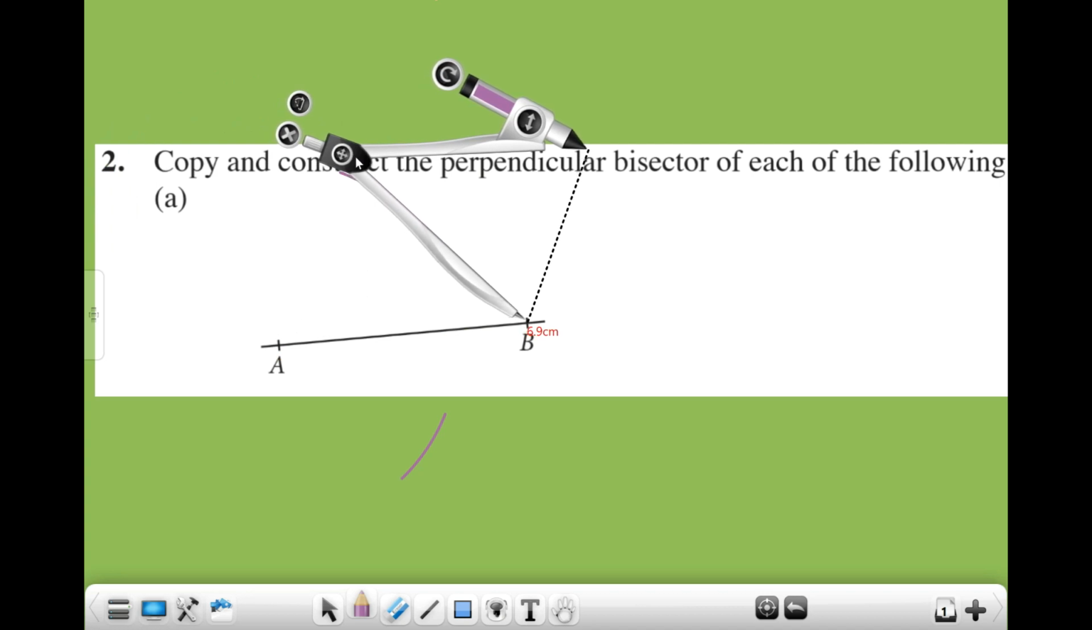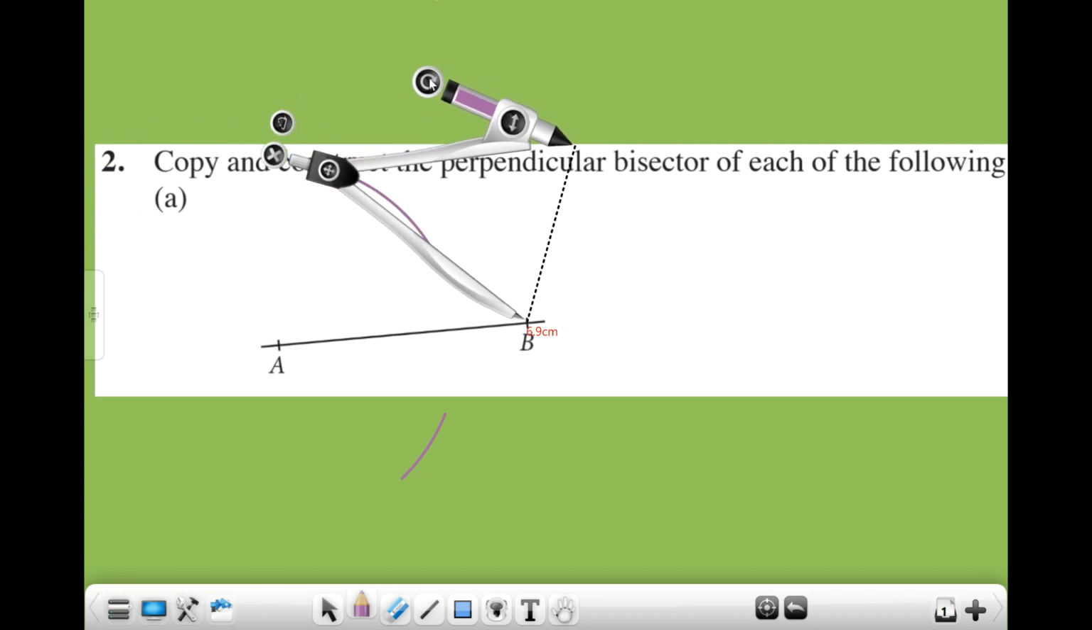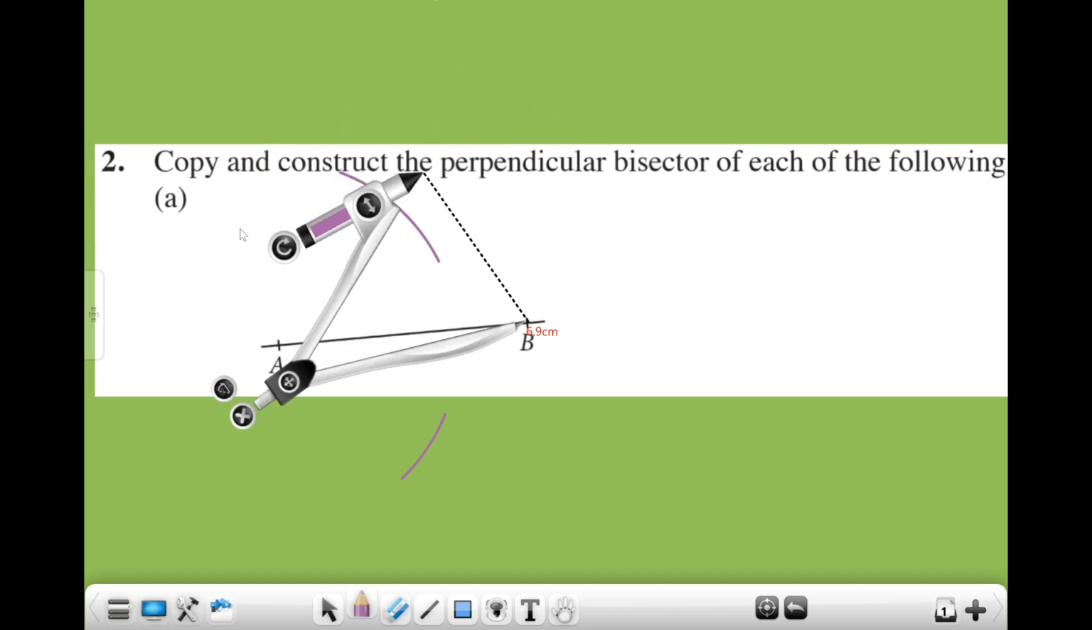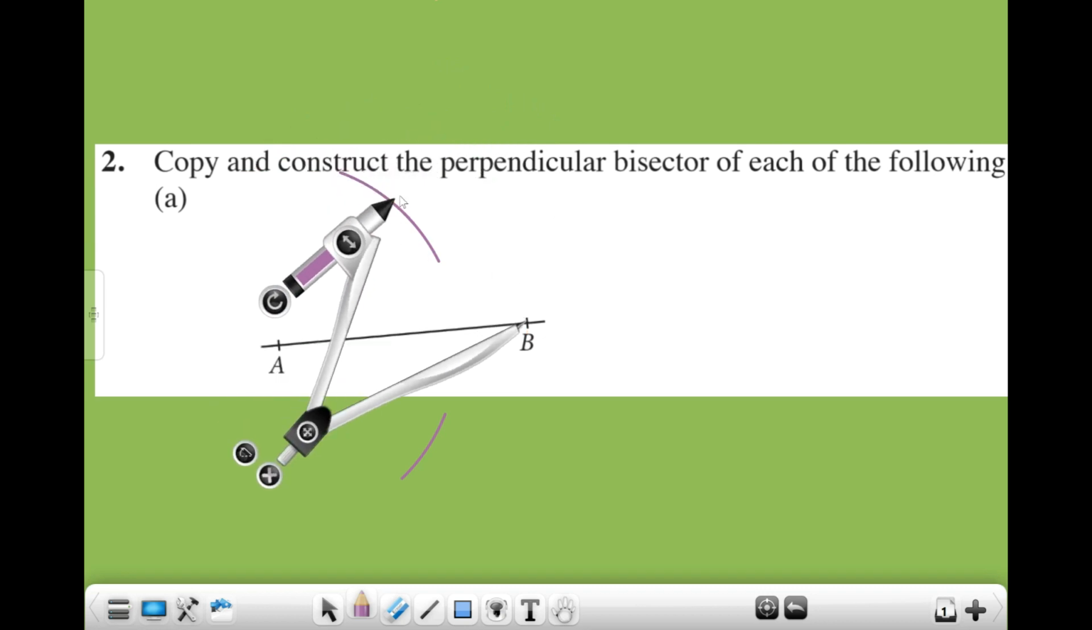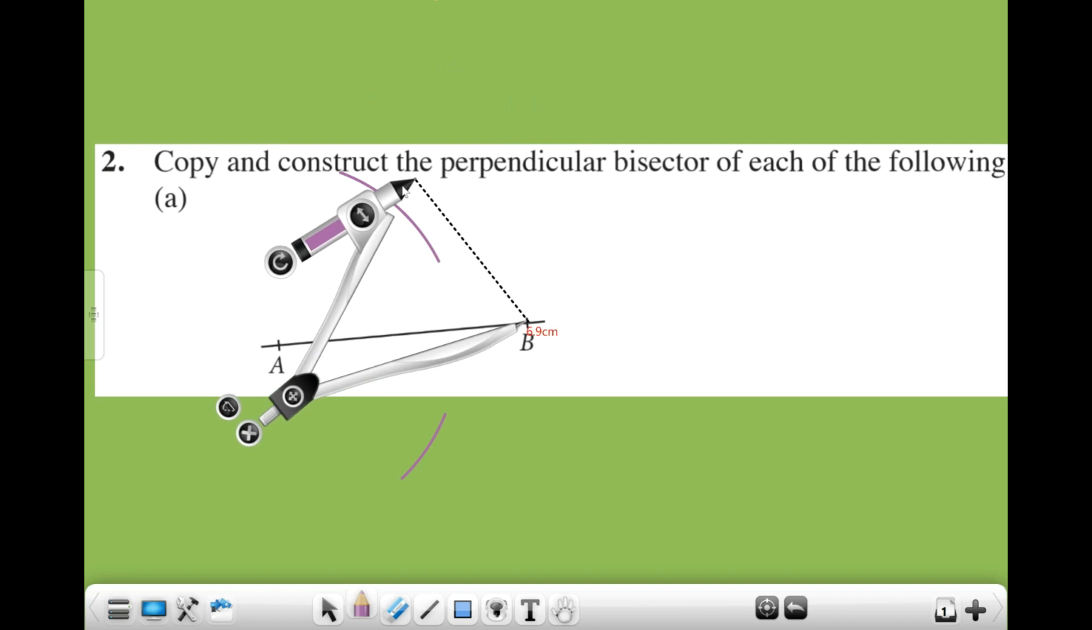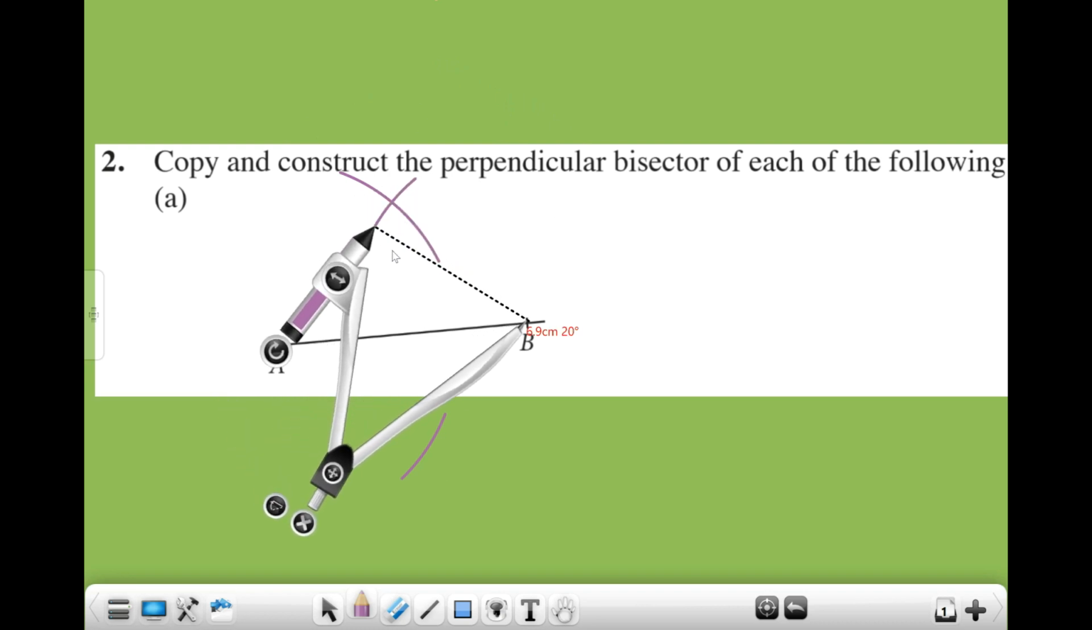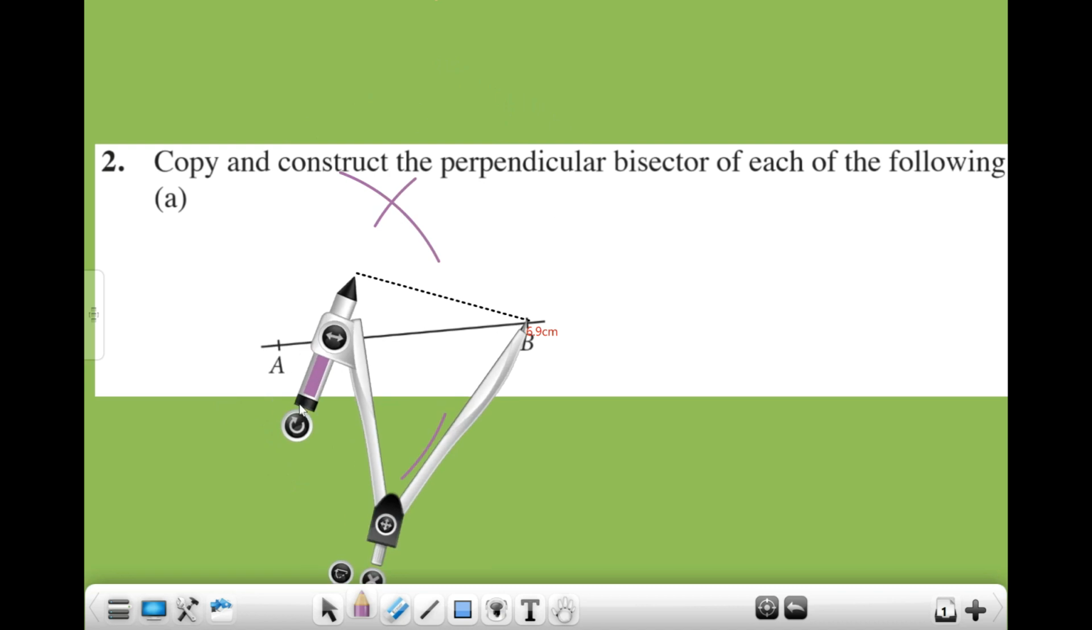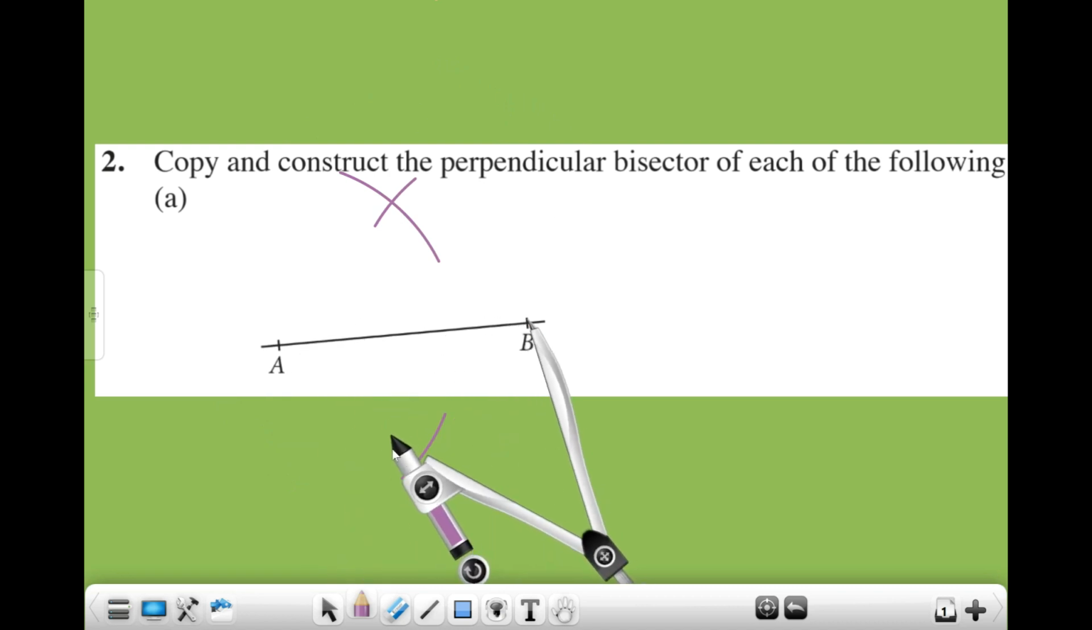So next thing, we are going to draw another 2 lines here. On top and at the bottom also, we want to cut through the arc that we have drawn just now. So I'm going to draw the arc to cut through the top and the other one down here. Cut it. Okay, you do that together.